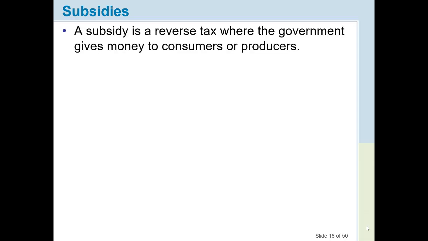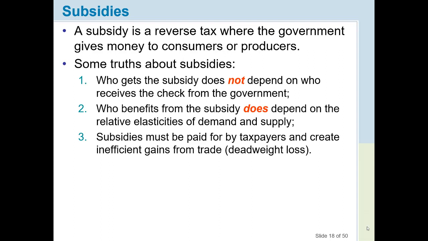Okay, now we'll spend just a couple more minutes here and we'll wrap up our discussion by talking about subsidies. So you want to realize, first of all, that a subsidy is just a reverse tax or an anti-tax. So instead of taking money from you when you buy or sell a certain product, a subsidy is where the government gives you money to help you buy or sell a certain product. It's the opposite of a tax. It's an anti-tax. So here's some truths about subsidies.